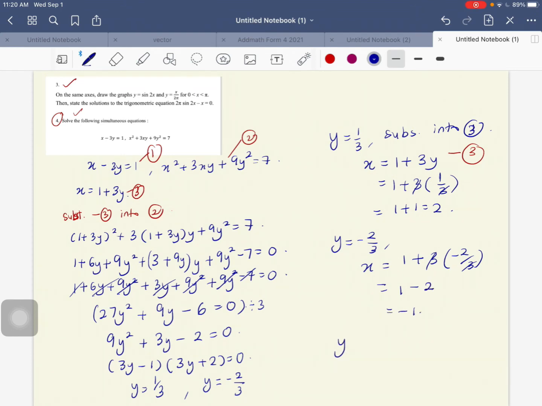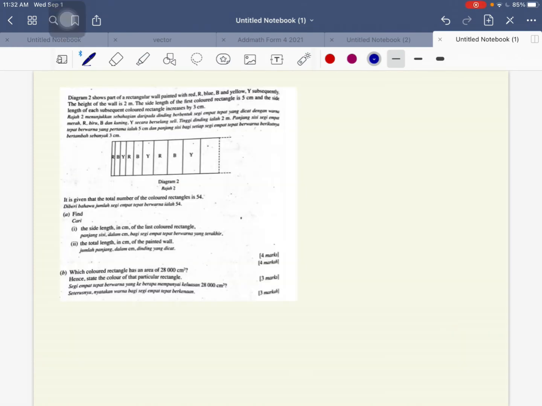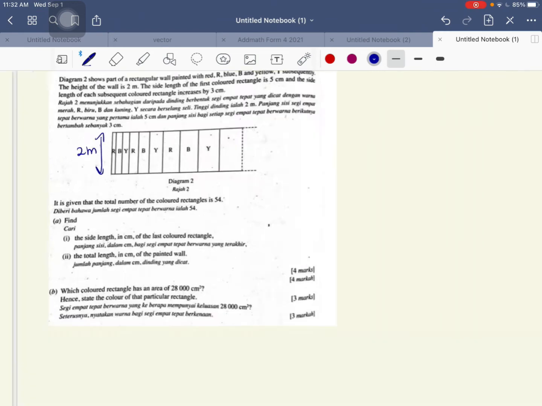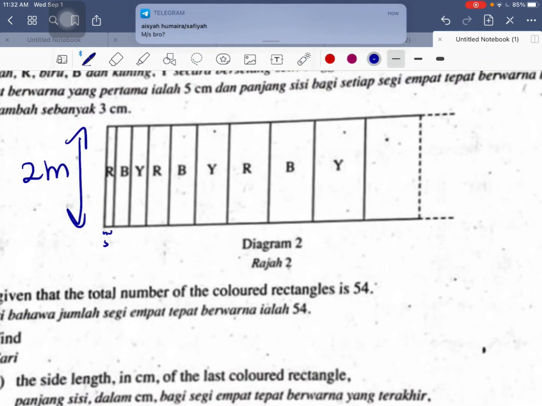So we have y equals 1 over 3 and x equals 2, or y equals negative 2 over 3 and x equals negative 1. Okay, for the next question, number 5, what we have here is a rectangular wall painted with red, blue and yellow subsequently. The height of the wall is 2 meters. The side length of the first color rectangle is 5 cm, so we know that this is 5 cm.